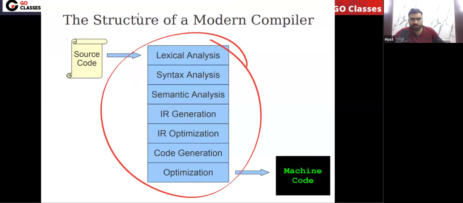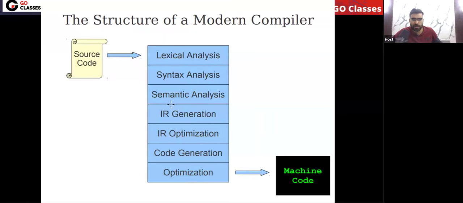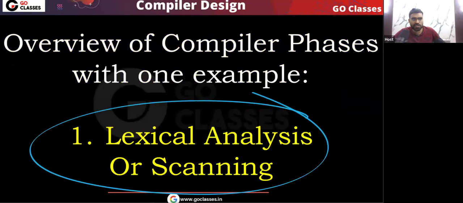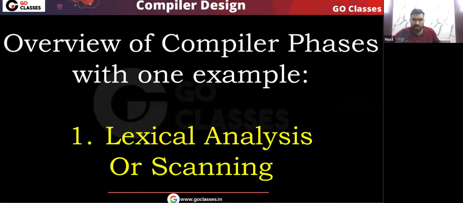So these are the compiler phases. Let's see the overview one by one, what they will do. Your input is the source code, your source program. So first what will happen? First the lexical analysis will happen. In the compilation process, the first step is lexical analysis.